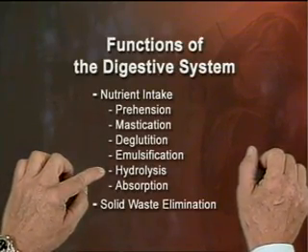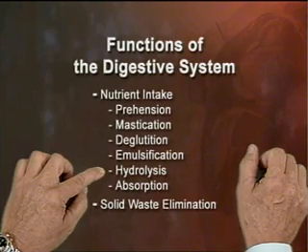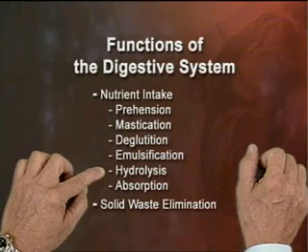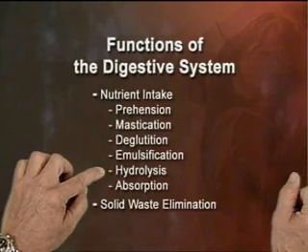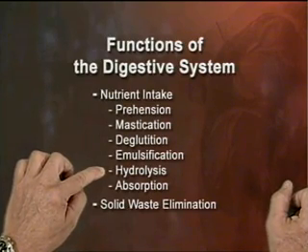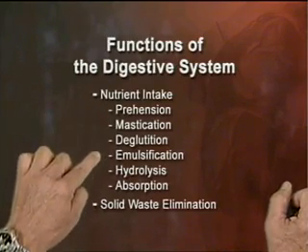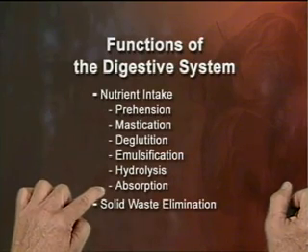Hydrolysis must occur for most foodstuffs because most of the materials that we take in are in a complex chemical form that cannot be directly absorbed across the intestinal wall. So we have to hydrolyze the proteins back down to amino acids. We have to hydrolyze starches back down to simple sugars. We have to hydrolyze some of the other materials as well in order to absorb them. And finally, after all of these processes occur, then absorption can occur.